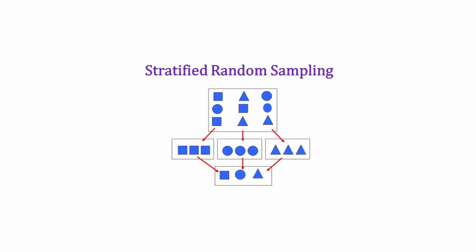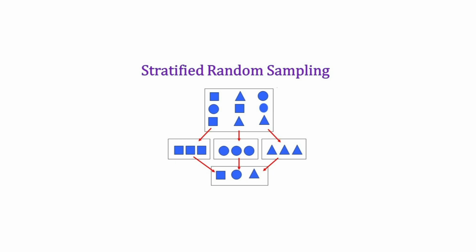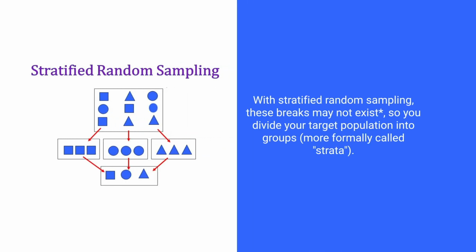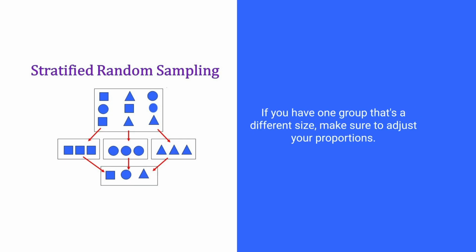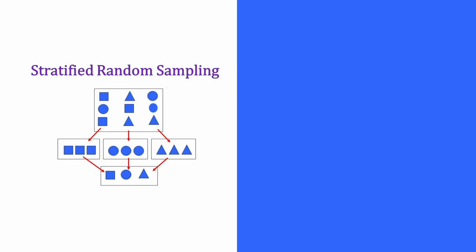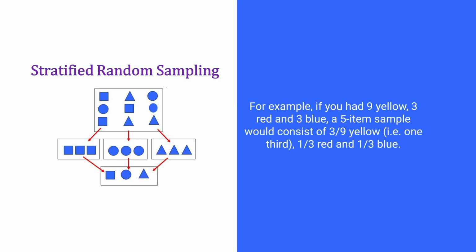Now, stratified random sampling is quite innovative in nature. In the example I quoted, it is bifurcated on the basis of certain groups or strata, and we take the information from each group. With stratified random sampling, you divide your target population into groups. The example is taking 1/3 of each group, like 2 out of 6: from 6 yellow you take 2, from 6 red you take 2, and from 6 blue you take 2. If you have groups of different sizes, make sure you adjust your proportion accordingly. Like in the previous example, if you have to take 1/3 from each group, with 3 colors, you can take 2 from each group, which has a population of 6.